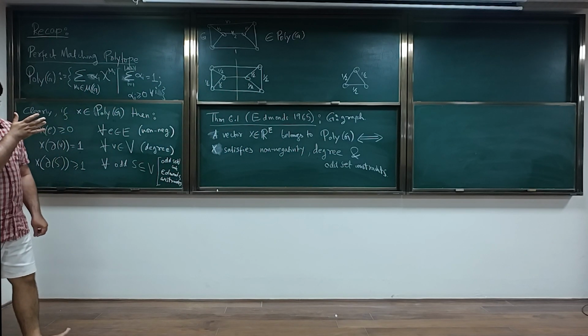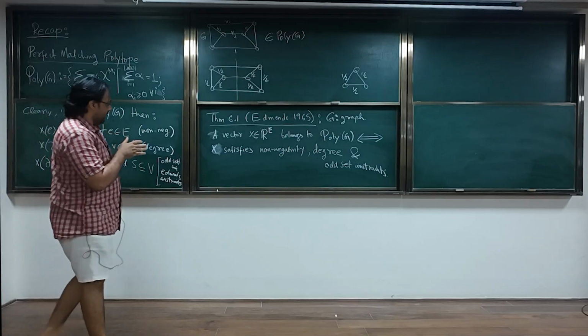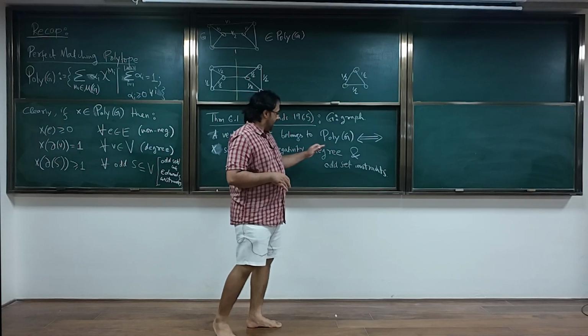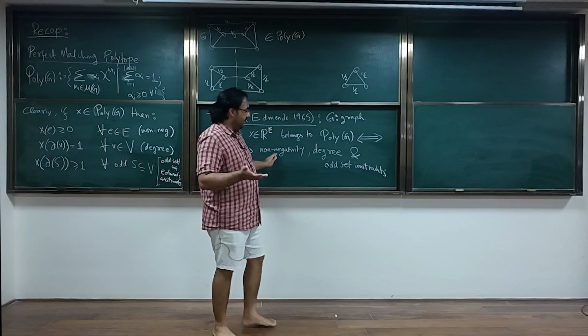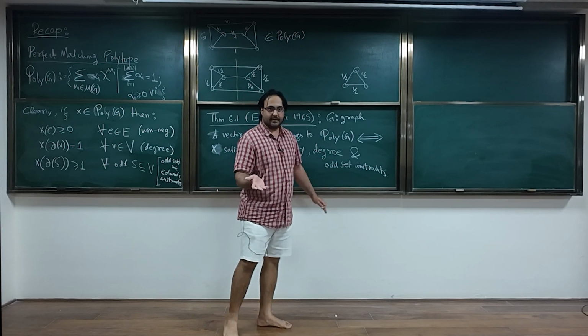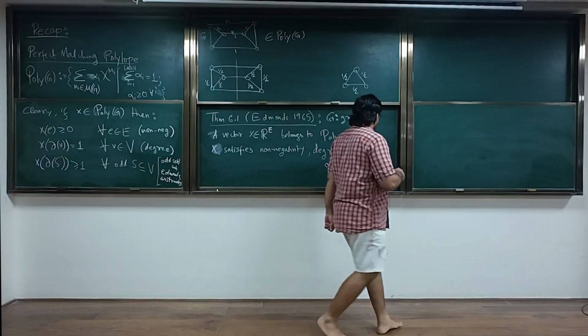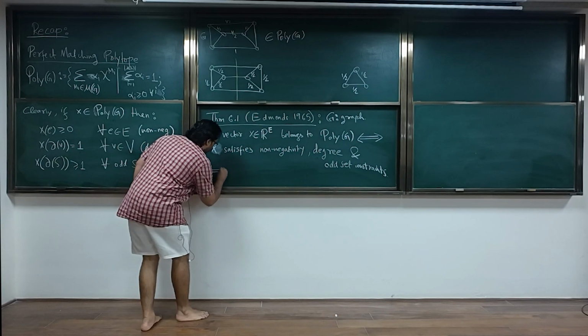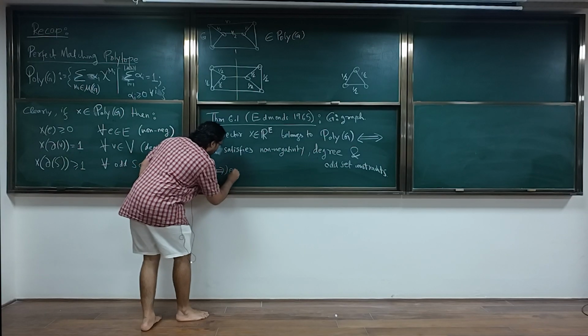Right. So let's prove this. One direction is easy. You all agree that we can already see that if a vector belongs to the perfect matching polytope, then it must satisfy non-negativity, degree, and the odd set constraints. So that is the easy direction. We just need to prove the other direction.